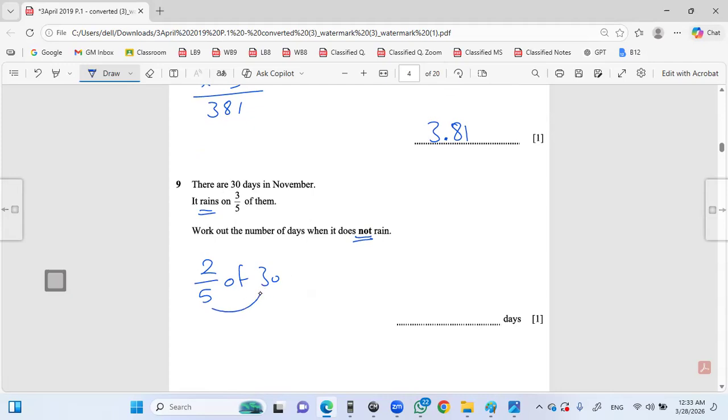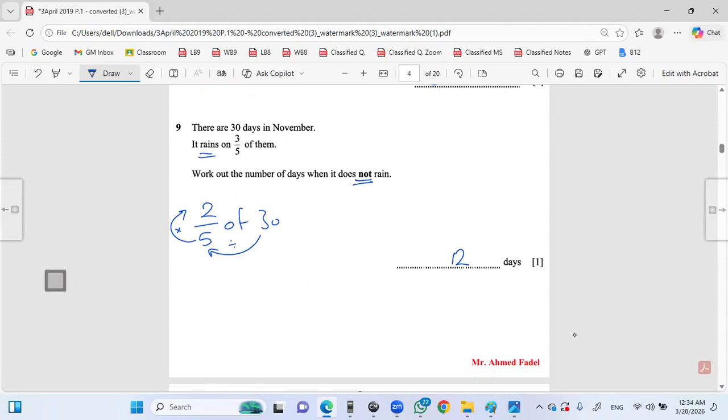That's why I'm going to do 2/5 of 30. 30 divided by 5, this is how we get a fraction of a number. 30 divided by 5 is 6. 6 times 2 is going to give you 12. So 12 days.